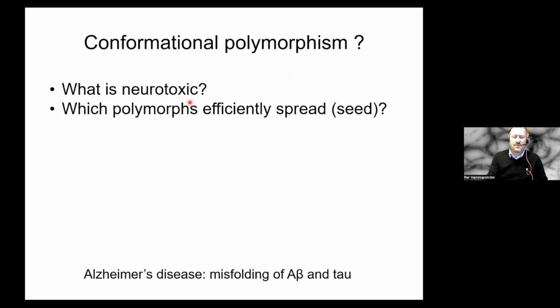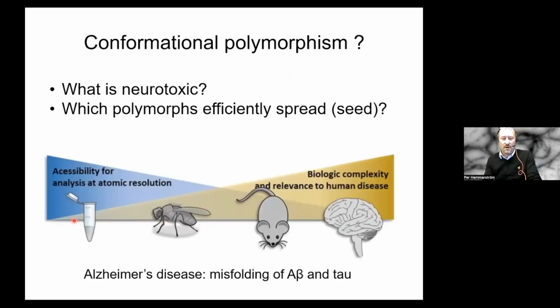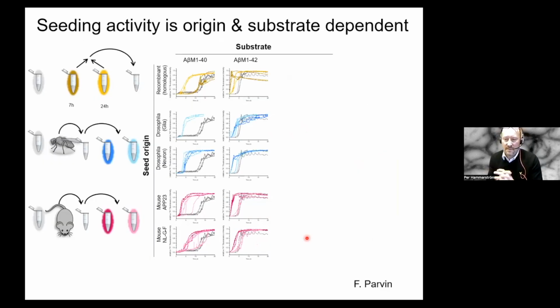We're also very interested in understanding which polymorphs efficiently spread within a human or an animal, and that's an assay that we can do in vivo, and we can also do it in vitro, because we're still back to this. We want to look in vitro and in vivo, and try to relate that to what happens in human disease. Fariana Parvin, PhD student in the group, is working very intensively on this, trying to understand seeding activity and how this relates to structures that form in vivo.